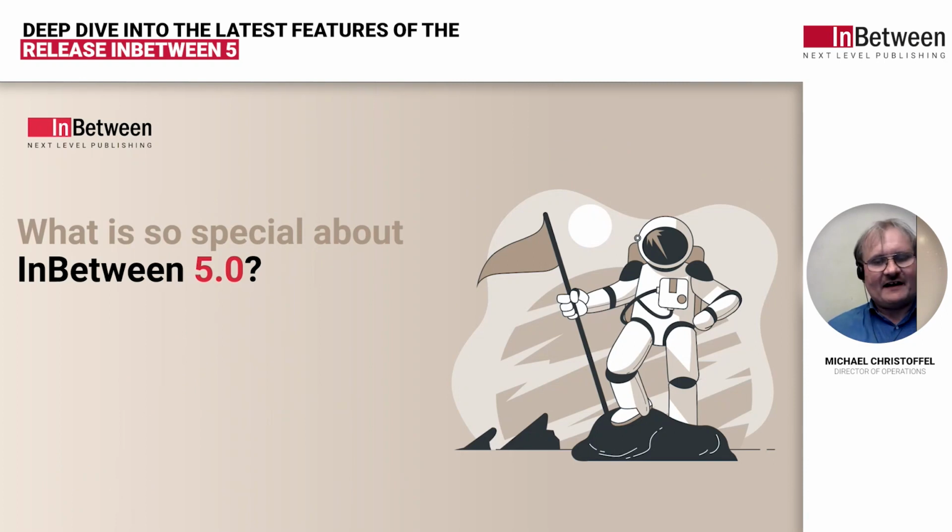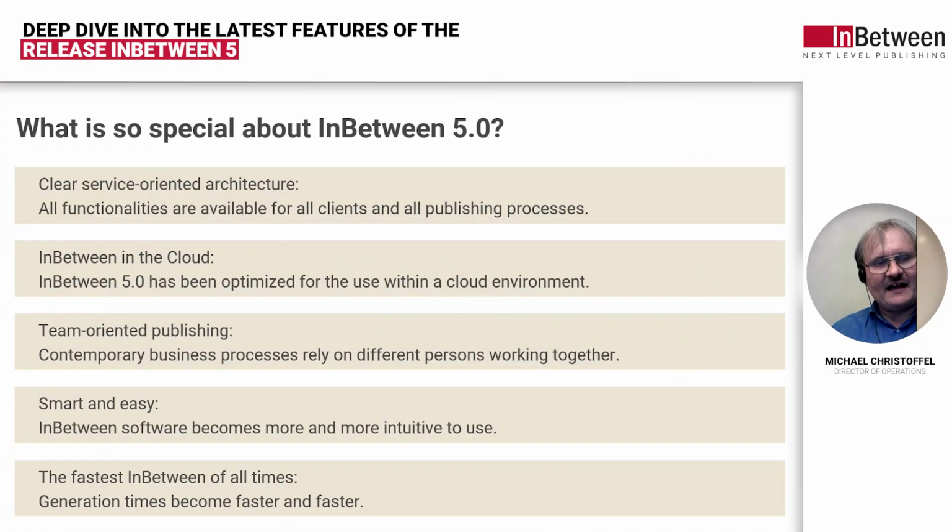So why InBetween 5? What is so special about this? Why have we done a new major release? I have identified five major aspects which are new with the new release. The first thing is we have really gone to a clear service-oriented architecture. This was already there since, I think, InBetween 3.3. However, now we have a clear variety of services on a central server, and all these functions can be accessed uniformly by all clients, by the web application, the full automation, or the integration in InDesign.